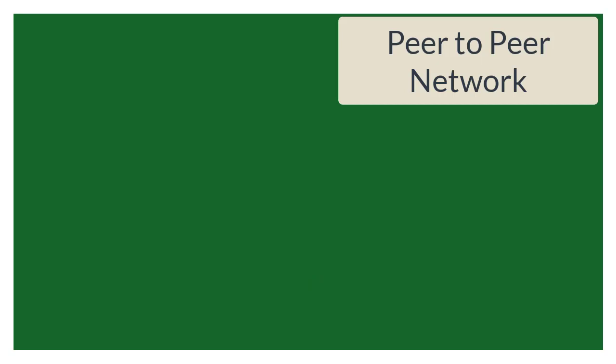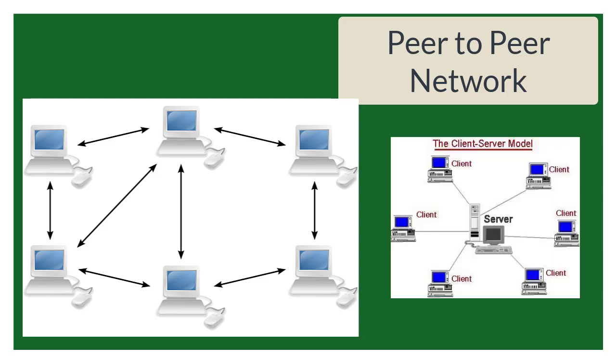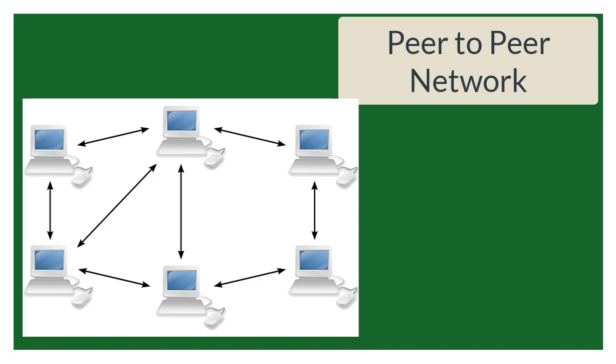Peer-to-peer network. There is no central server. Each computer can act as a server as well as client. See in picture. There is no server, but in client-server network, server should be there. Peer-to-peer means computer to computer.